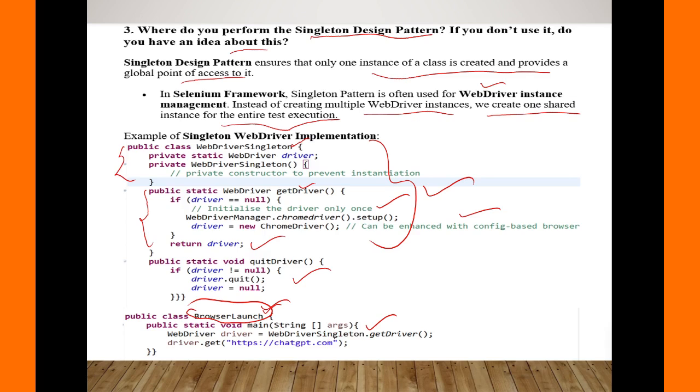We have called the WebDriver singleton class and the method getDriver. So these are the related parts. I hope you can understand the singleton design pattern. Singleton design pattern means we can create only one access point globally.